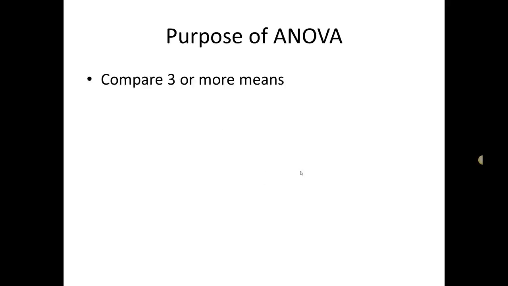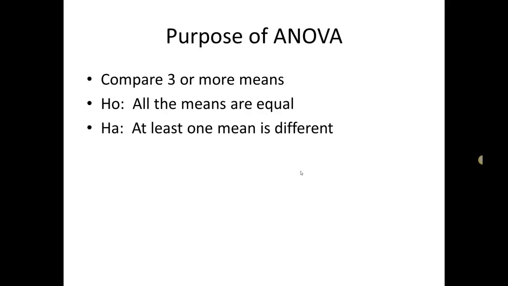In this video, I will discuss the basics of Anova and include an example using SPSS. First of all, the purpose of doing Anova is to compare 3 or more means, or to compare 3 or more groups. So our null hypothesis when doing Anova is that all the means are equal, versus the alternative that at least one mean is different.